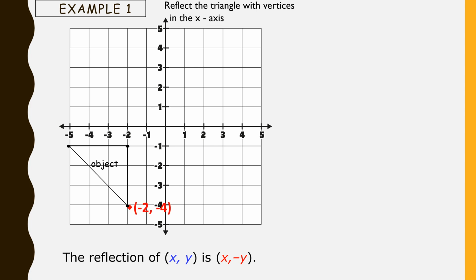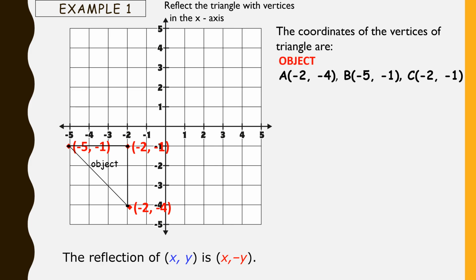So at this point, remember the rule, the x coordinate comes before the y coordinate. So when x is -2, y is -4. The second coordinate, when x is -5, y is -1. And the third coordinate, when x is -2, y is -1. So this is what we have. So the coordinates of the vertices of the triangle are shown there. So you can label each of the vertices and you have this.